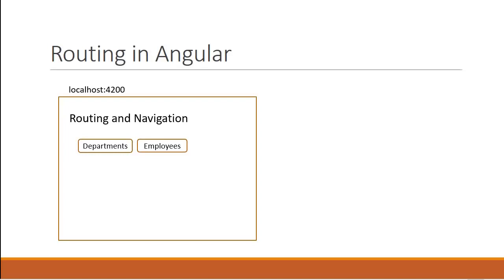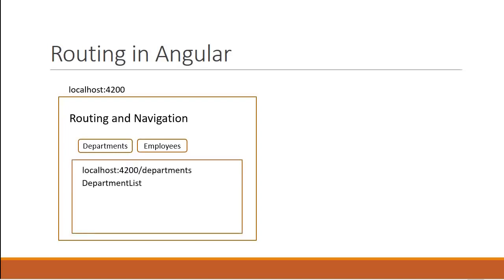If we navigate to the URL localhost:4200/departments or click on the departments button, we display a list of departments. If we navigate to the URL localhost:4200/employees or click on the employees button, we display a list of employees. So based on the URL or which button the user clicks, we navigate to the appropriate view.